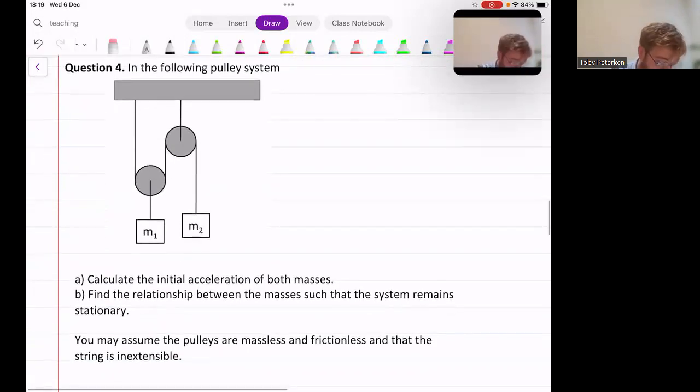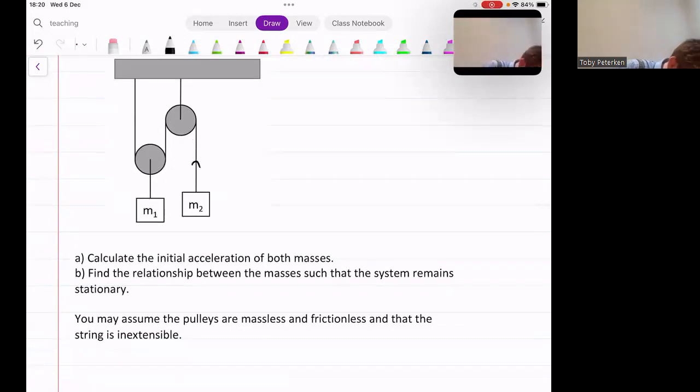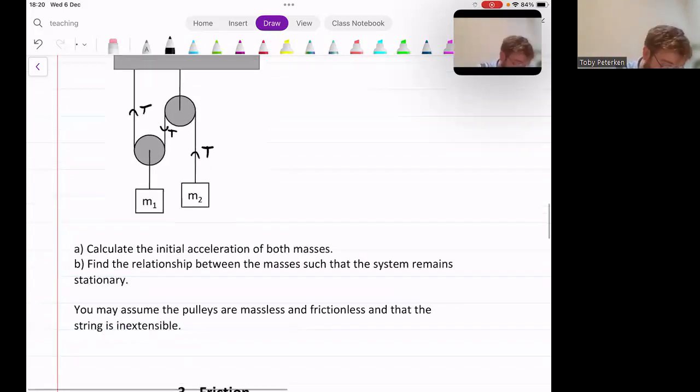Okay, so let's look at question 4. So we have a pulley system, and we want to find the initial acceleration of both these masses. So let's look at the forces. Firstly, there's going to be tension in the rope. And because it's just one piece of string, one piece of cord, the tension is going to be the same throughout the string. So the tension's the same everywhere.